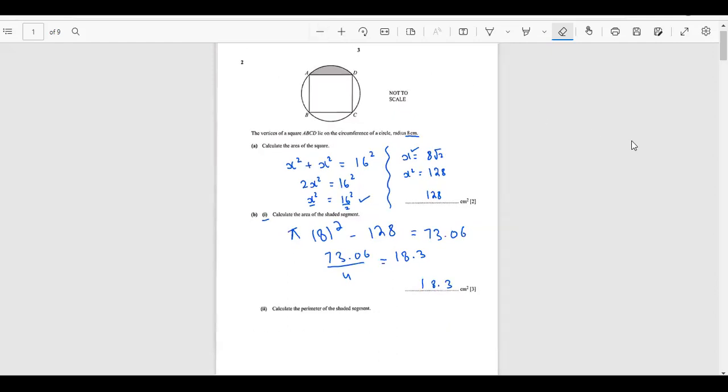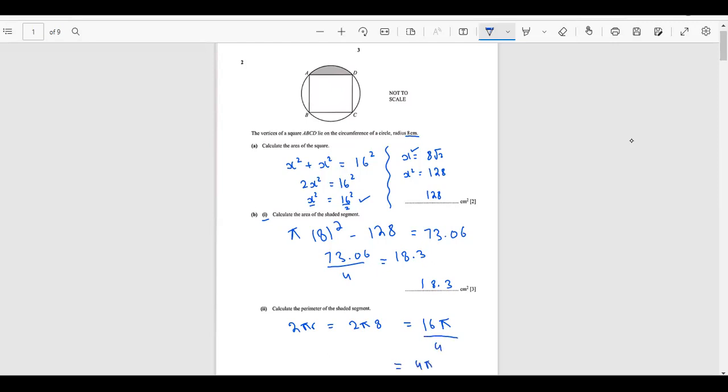Now we need to find the perimeter of the shaded segment. So we can find the perimeter of the circle first. That is very simple. It is 2 pi r, and it would be 2 pi 8, and this would give us 16 pi. Now this 16 pi is the perimeter of the complete circle. We have 4 equal parts, so I'll divide it by 4 and this would give me 4 pi.